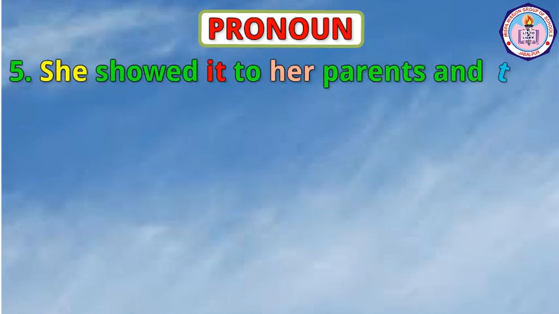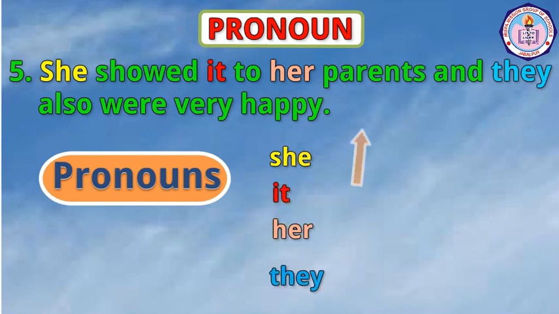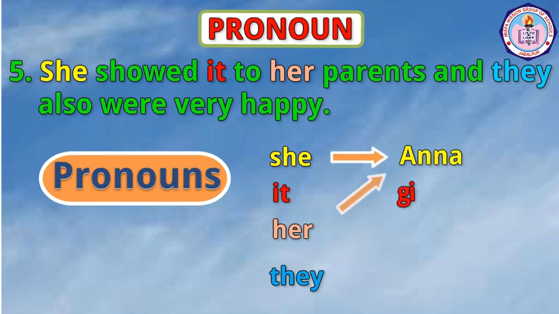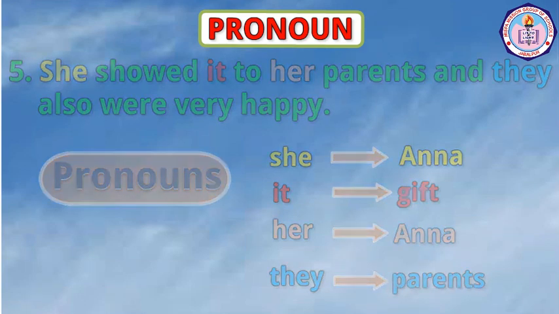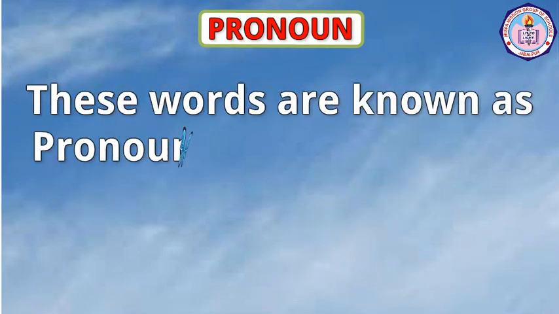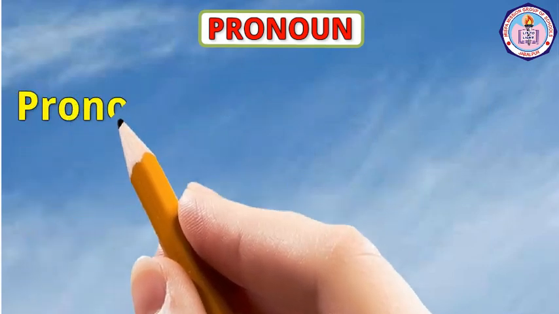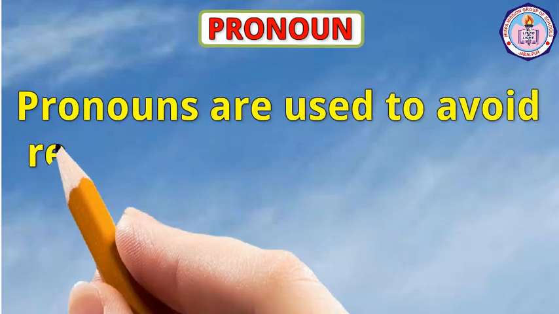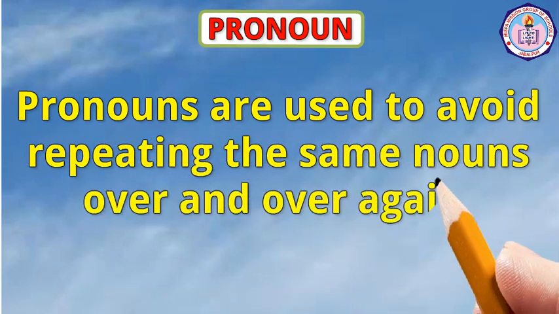In the fifth sentence, the pronouns are she, it, her, and they. Here, she stands for Anna. It stands for gift. Her stands for Anna and they stands for parents. These words are known as pronouns, used in place of different nouns. Pronouns are used to avoid repeating the same nouns over and over again.